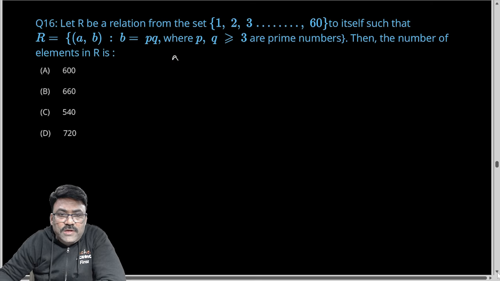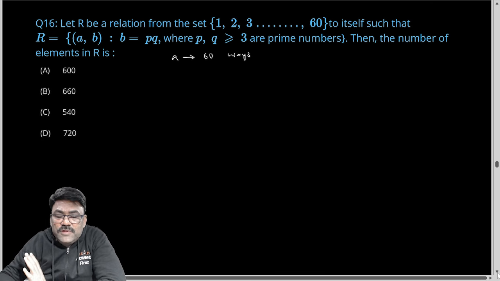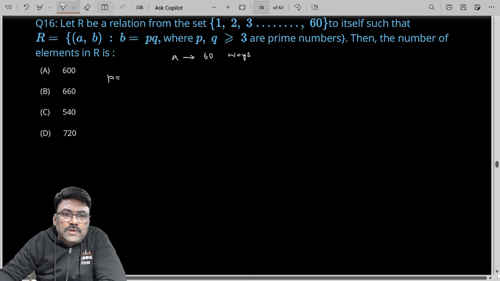For A there is no restriction, so A can be any one of these 60 numbers. A can be selected in 60 ways: 1, 2, 3, up to 60. Now B is PQ, where P and Q are primes greater than or equal to 3. In how many ways can you choose B? If I take P as 3, let me write B straight away.